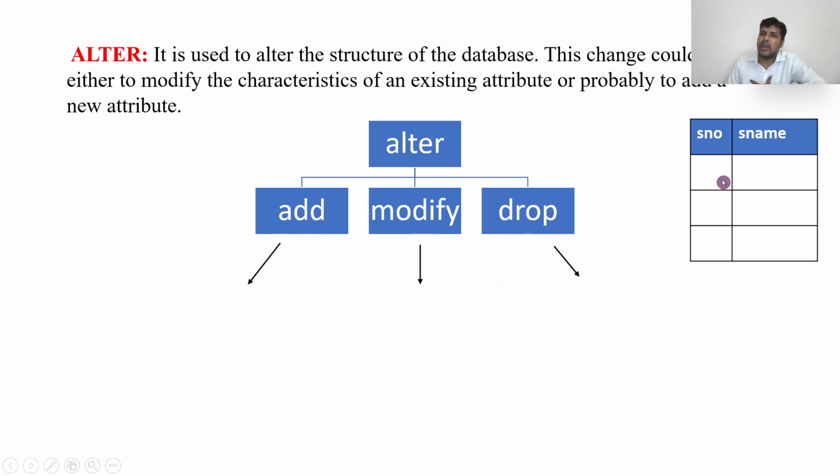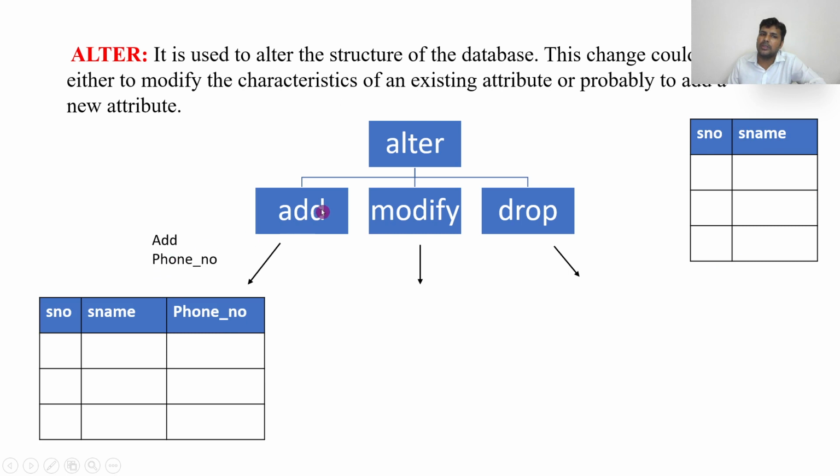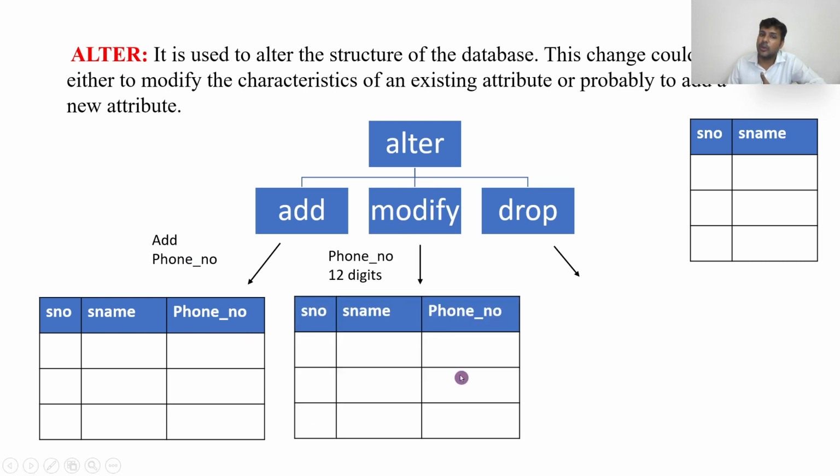Okay, for example, I have a table which contains serial number and S name. Now I want to add another column, phone number. To add a phone number I will use alter add. For example, I want to change the phone number size. I have given 10. Now I want to change it to 12. Now I will use modify. If I want to change the characteristics of an attribute, then I will use modify.